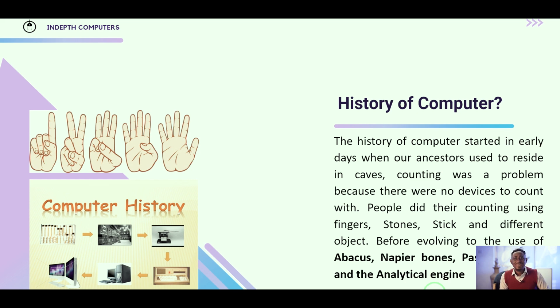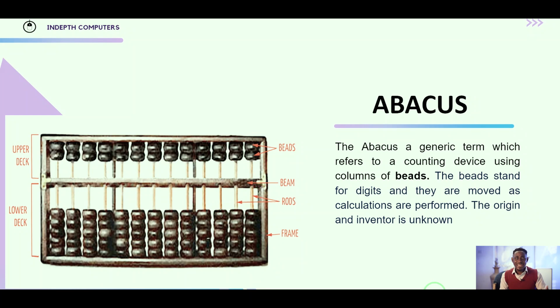But as technology advanced, as people began to improve in the way they think and in the way they do things, scientists and different knowledgeable people started developing devices or things that can aid better calculation. That was what led to the invention of the abacus. The abacus is a generic term which refers to a counting device using columns of beads.